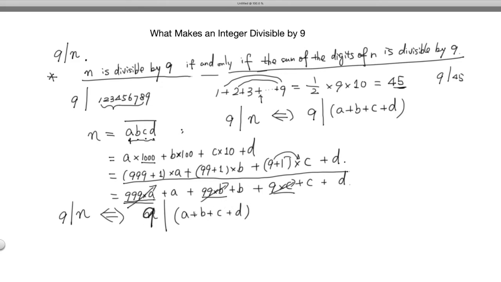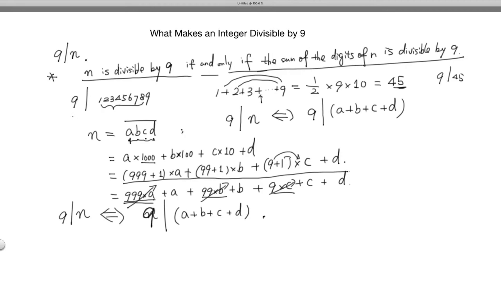So now you have this simple rule: n is divisible by 9 if and only if the sum of the digits of n is divisible by 9. And here we proved that for n a 4-digit number, this is true. And clearly this proof holds for a 3-digit number, and a 2-digit number, and by the same reasoning for any number with many digits, it's also going to be true.